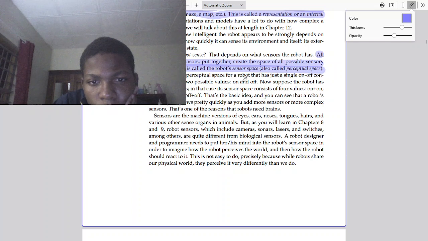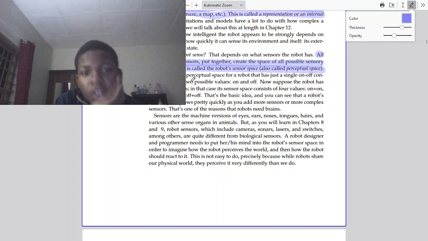The sensor or perceptual space for a robot that has just a single on-off contact sensor has two possible values, on and off. Now suppose the robot has two such sensors. In that case, the sensor space consists of four values: on-on, on-off, off-on, and off-off. So that's the idea. You can see our robot sensor space grows pretty quickly as you add more sensors, or more complex sensors. That's one of the reasons why robots need brains.